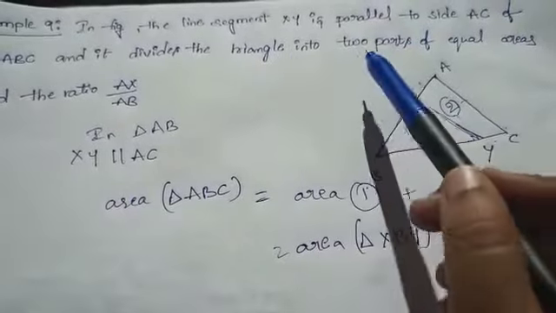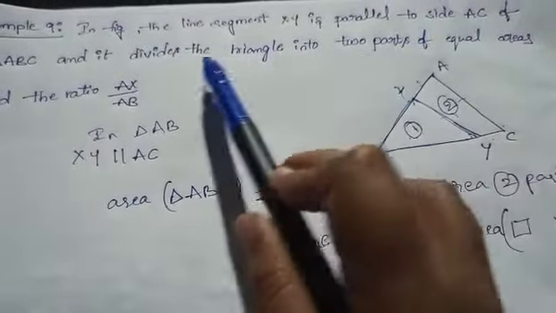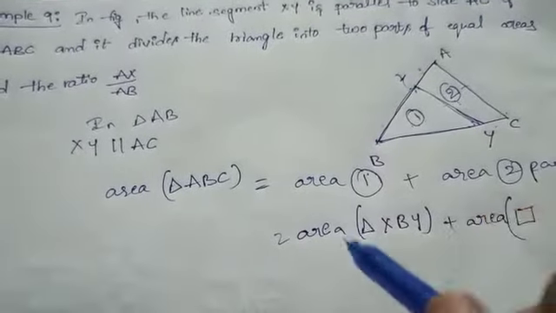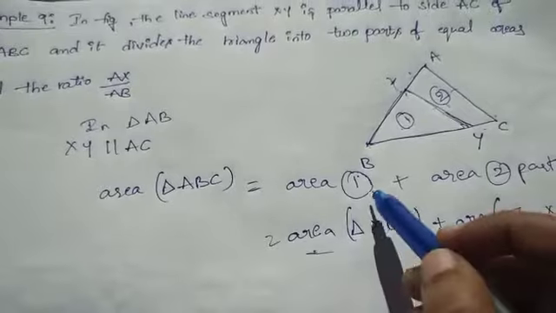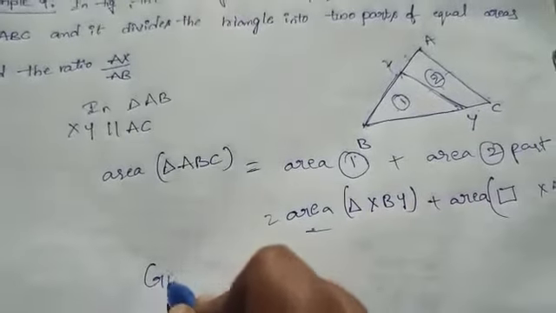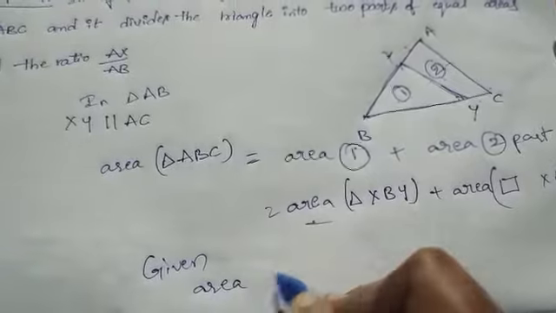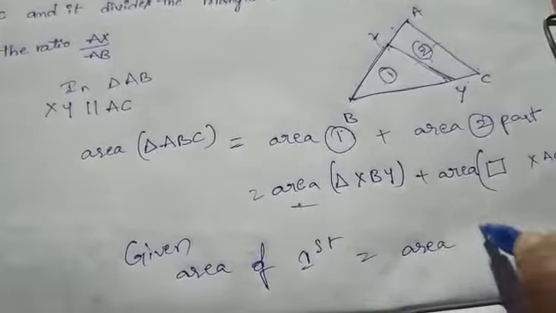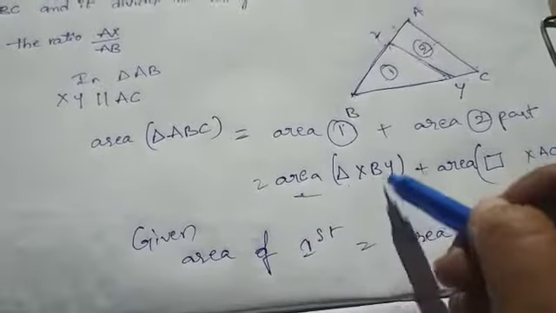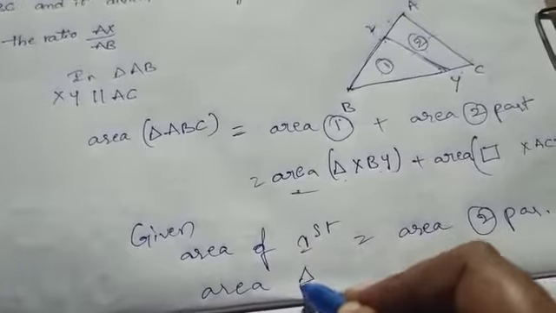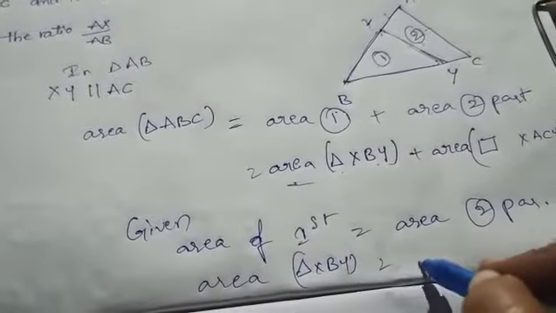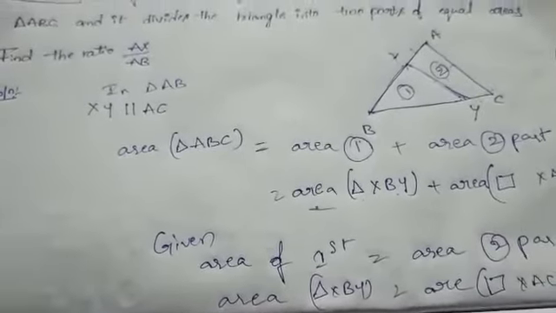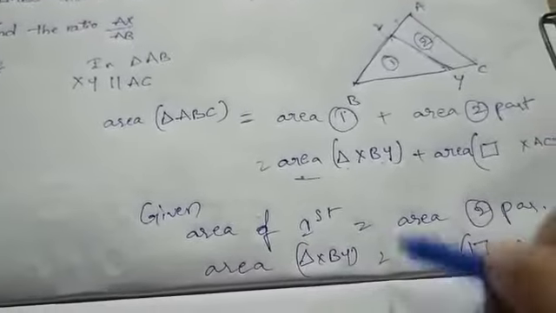Okay, and given it divides, the XY line divides the triangle into two parts of equal areas. So area of first part equals area of second part. Given area of first part equals area of second part, it means area of triangle XBY equals area of quadrilateral XACY. Okay. This is the given data.